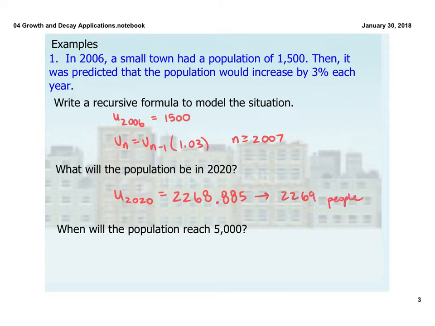Okay, and then the next question is, when will the population reach 5,000? In this case, you're going to want to go to your table and take a look at all of your population values and the years or the term numbers they are associated with. The first time we reach 5,000 would be in the year 2047. At 2046, it's about 4,893 people, give or take. And once we hit year 2047, we have just over 5,000 people.